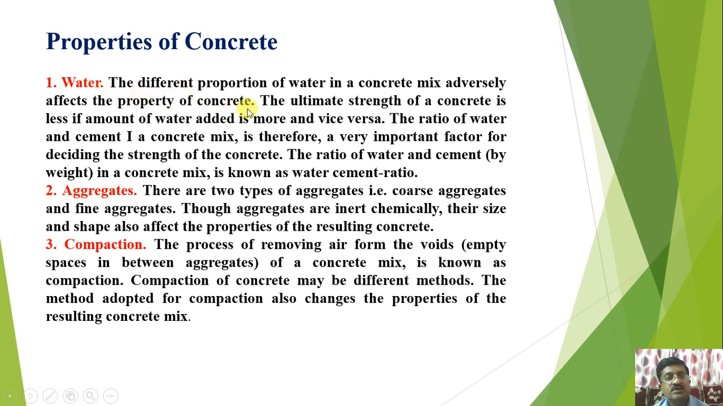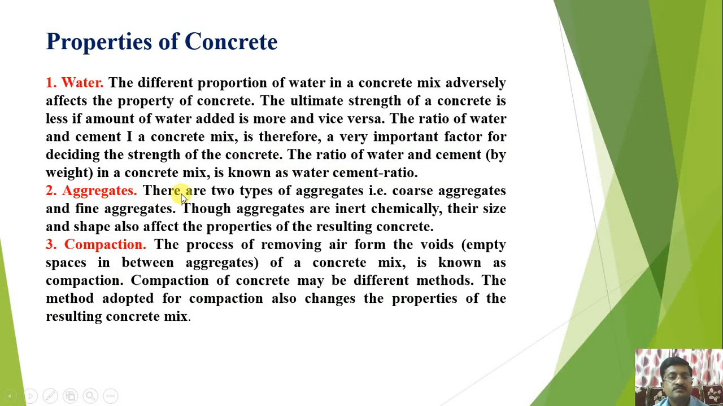First is the water. Different proportions of water in a concrete mix adversely affect the property of concrete. The ultimate strength of a concrete is less if the amount of water added is more, and vice versa. The ratio of water and cement in a concrete mix is therefore a very important factor for deciding the strength of a concrete. The ratio of water and cement by weight in a concrete mix is known as the water cement ratio.